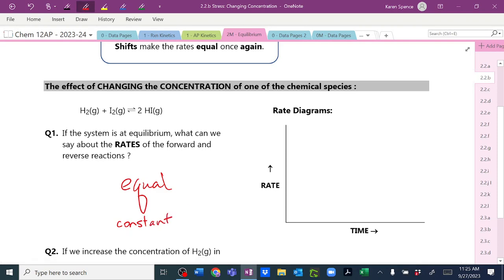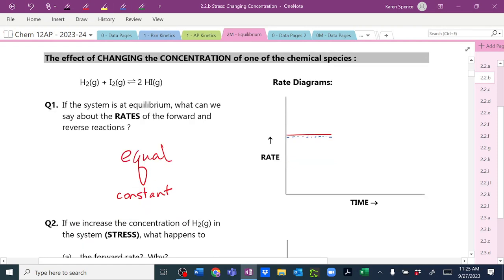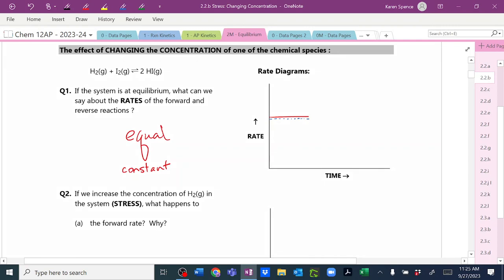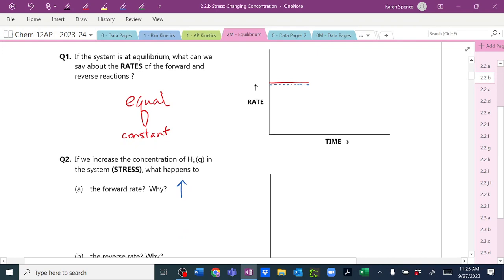Okay, so we have our forward rate, we have our reverse rate. Now we increase the concentration of H2. What happens to the forward rate? The forward rate increases. Tell your partner why.